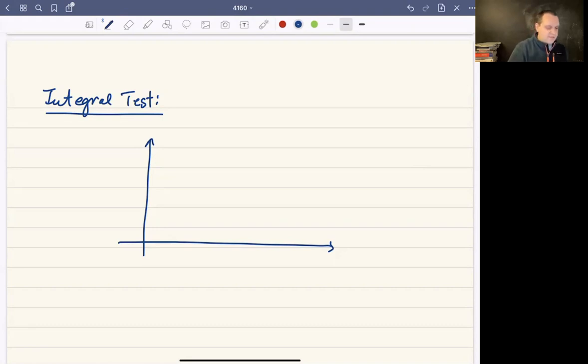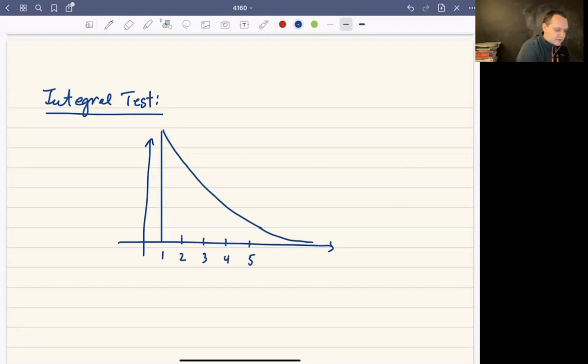So let's assume that we have a function that goes to 0, so something like this. And we have to concern ourselves with how fast it goes to 0, and that'll tell us whether it converges or diverges. So let's say that we have just the value 1, and then the value 2, and we'll look at a few of these. Not evenly spaced out because I can't draw.